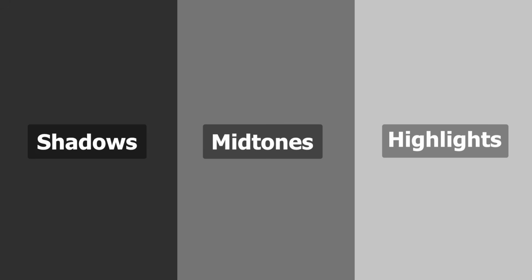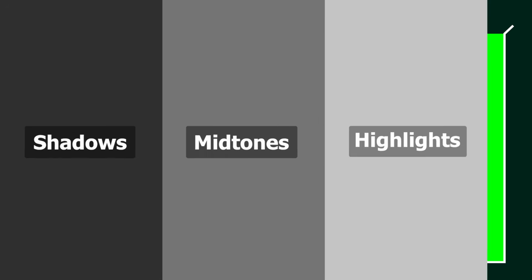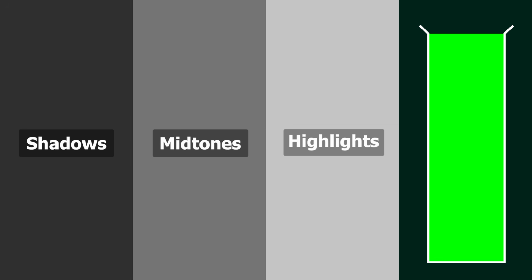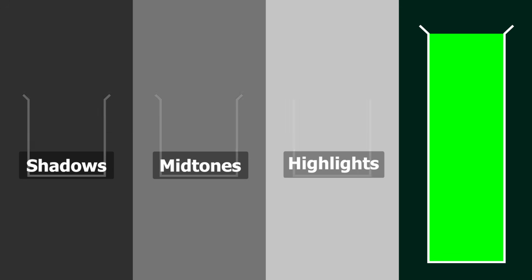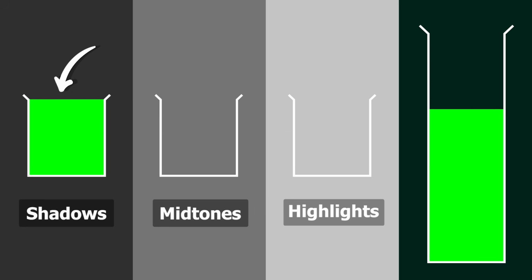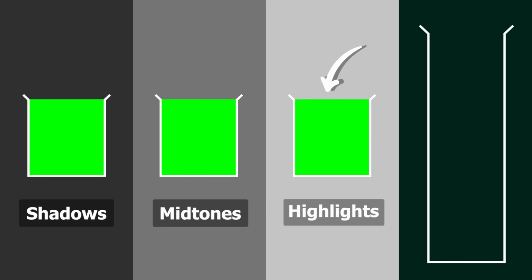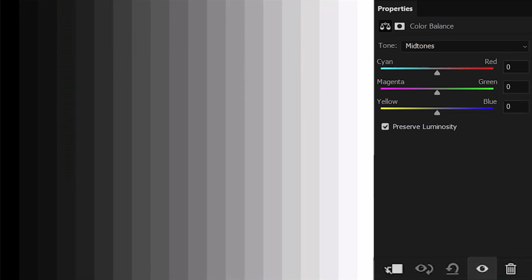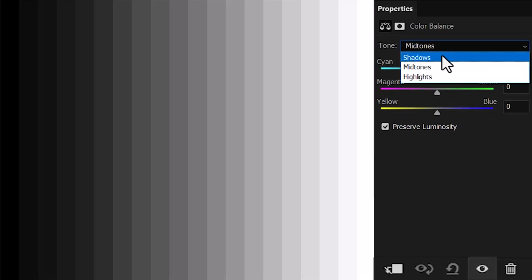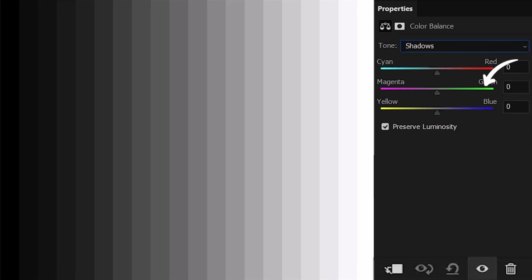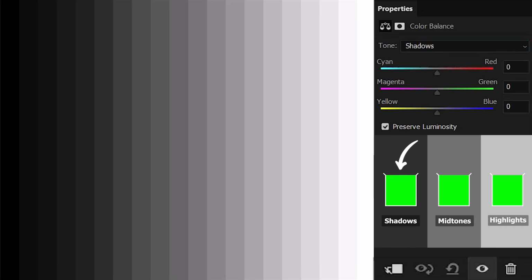Color balance divides its total amount of colors among the 3 tonal ranges. I'll demonstrate this with green again. Suppose color balance has a bucket of green paint that we can add. Part of it is allotted for the shadows, another part for the midtones, and the rest for the highlights. Let me show you what I mean. I'll click here and go to shadows first. I'll move the slider towards green, which is going to use up this part of the paint.